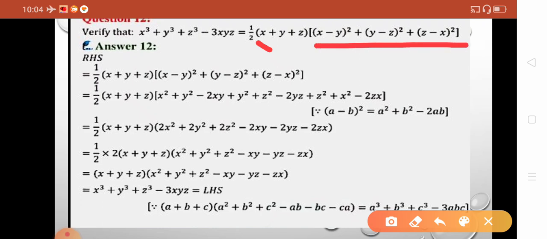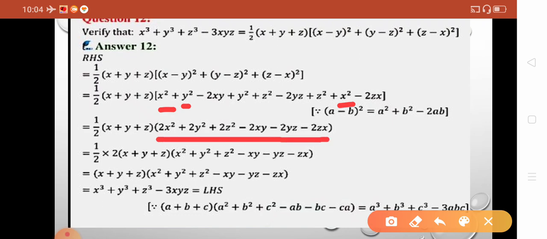(x minus y) whole square, that is x square plus y square minus 2xy. (y minus z) whole square, y square plus z square minus 2yz. And similarly z square plus x square minus 2zx. We have opened this. From here we have concluded that x square is twice, y square is also twice, and z square is also twice. So we will write 2x square, 2y square, 2z square, minus 2xy minus 2yz minus 2zx.